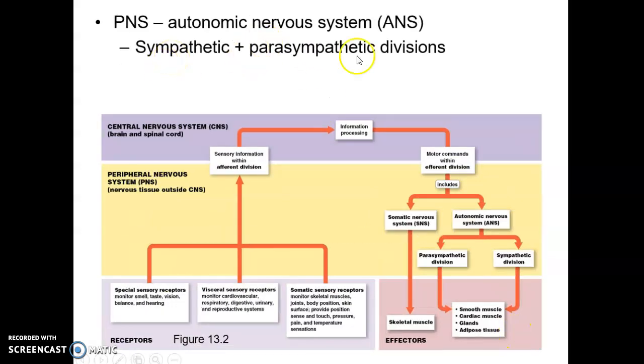So the ANS, autonomic nervous system, has these two divisions, parasympathetic and sympathetic division. And on the simplest comparison, or the simplest contrast and comparison, is that these two divisions work in opposition of each other.